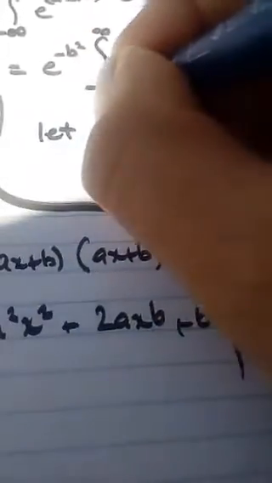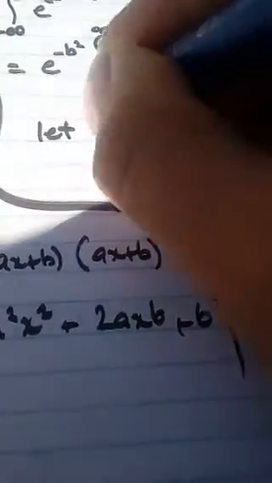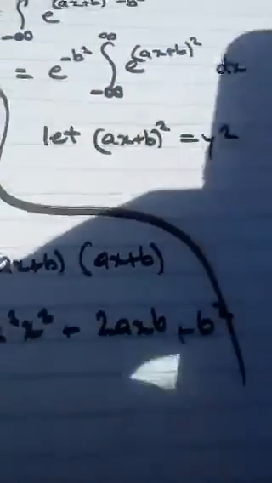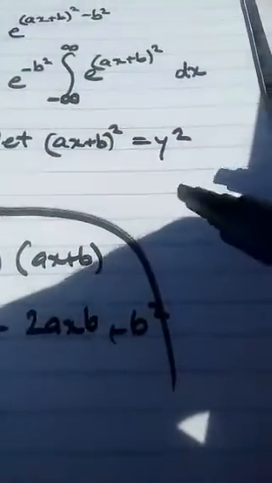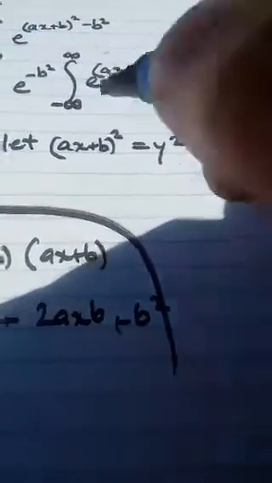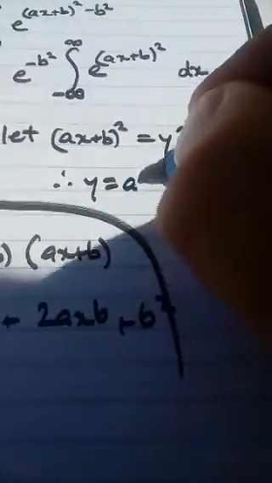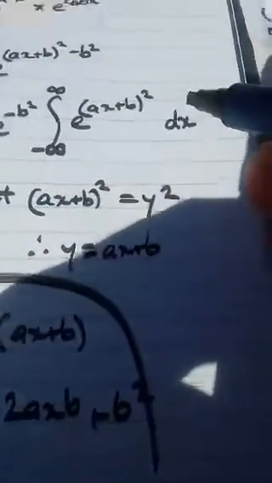Let (ax plus b) all squared equal y squared, and so therefore y equals ax plus b, and this is important because we need to change dx. Now, if you guys remember, I said this yesterday, where we know the speed. dx is like the analogy of speed over the distance. So x would be the distance, dx would be the speed. So we know the speed of how x is traveling. So let's say x is cyanide.